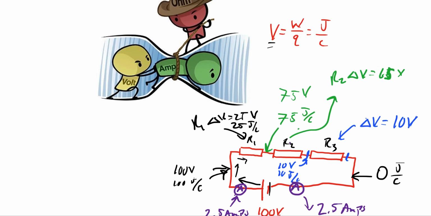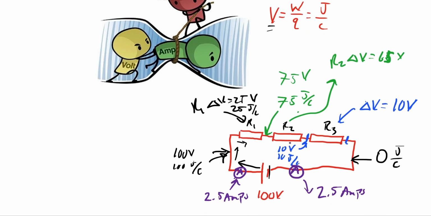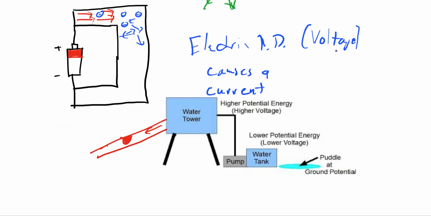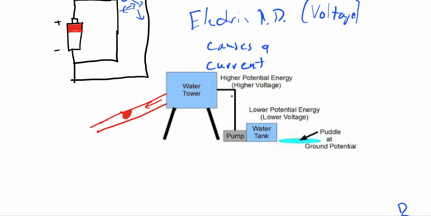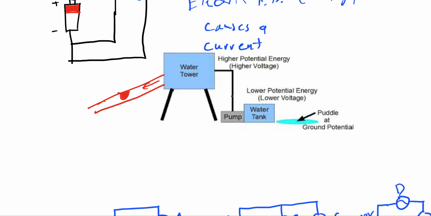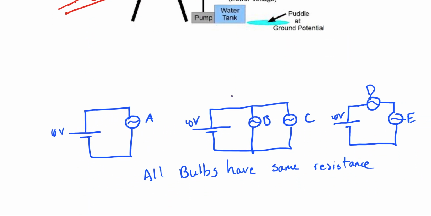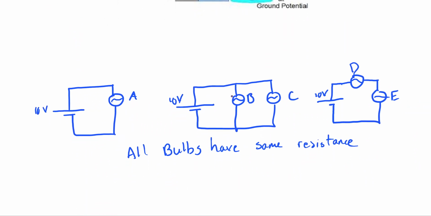All right, so potential difference. I need that potential to cause a voltage, to cause a current, and then I need some resistance to make sure that that current stays constant or doesn't overheat anything.